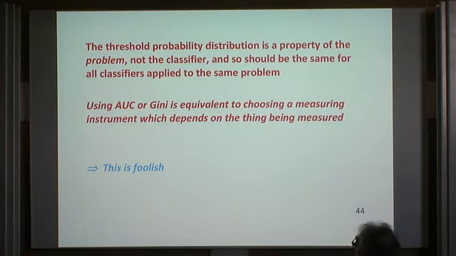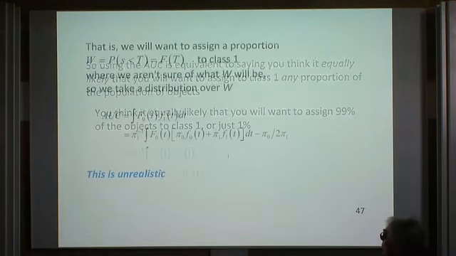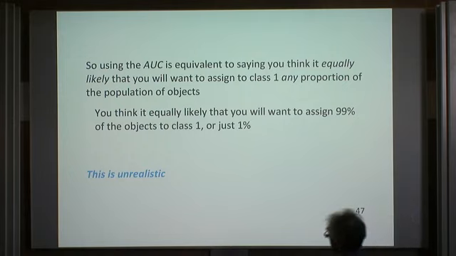That problem is slightly different, but it also has an issue, which I'm going to skip over. I can go into it in detail if you like. But using the area under the curve with that is equivalent to saying you think it equally likely that you will want to assign to class 1 any proportion of the population of objects.